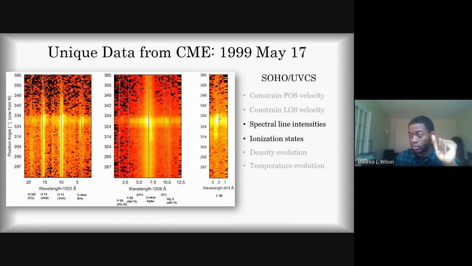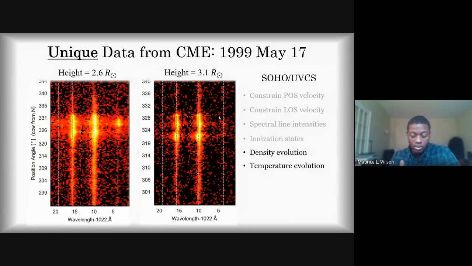Now, one reason why this was a unique data set was because with this single slit coronagraph spectrometer, we were able to confirm that we captured the same clumps of gas from one height to another. It was pure luck, serendipitous, whatever you want to call it. So for example, when the UVCS slit was located at 2.6 solar radii, we captured this image, or the spectra.